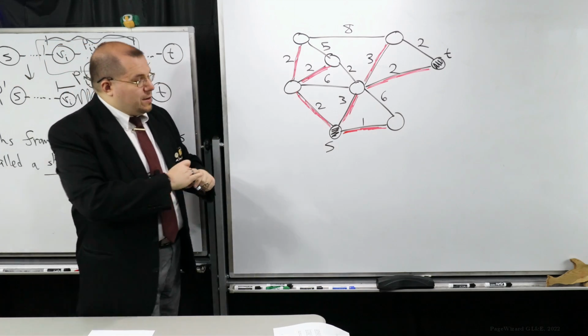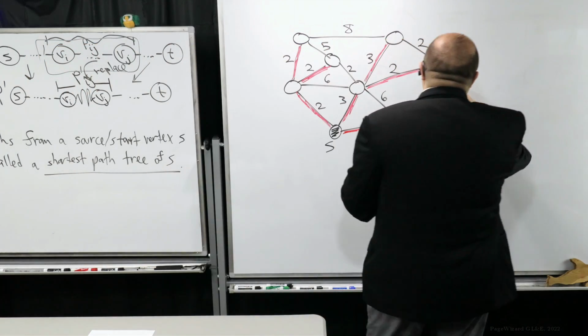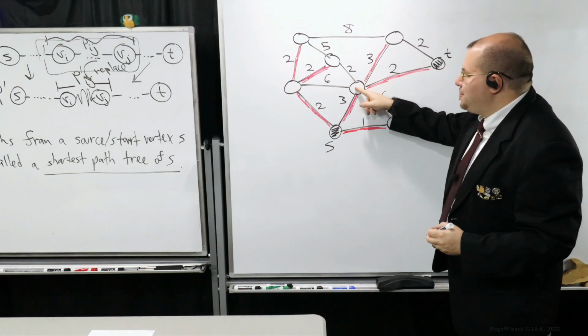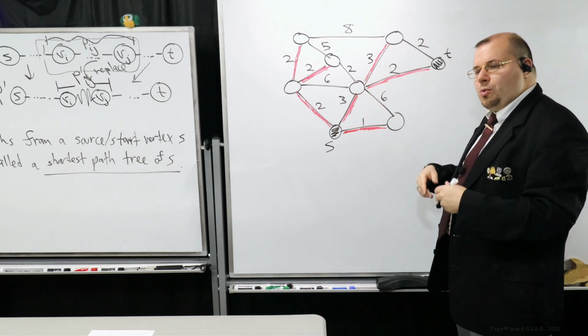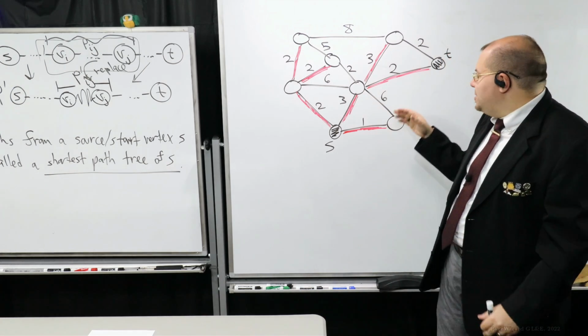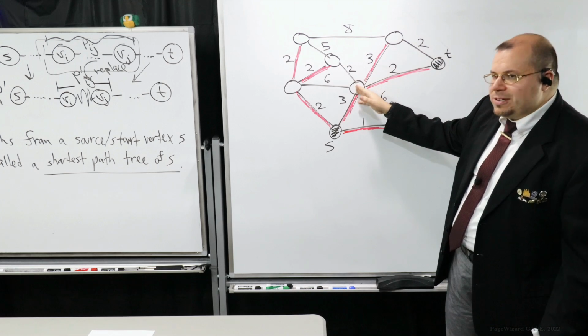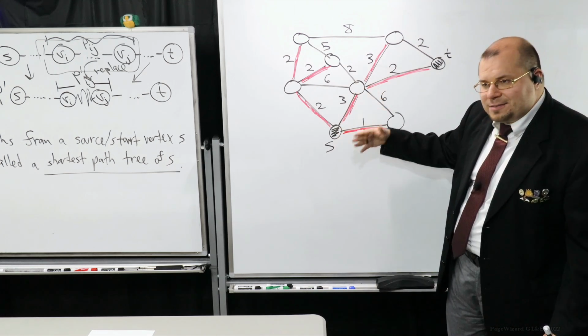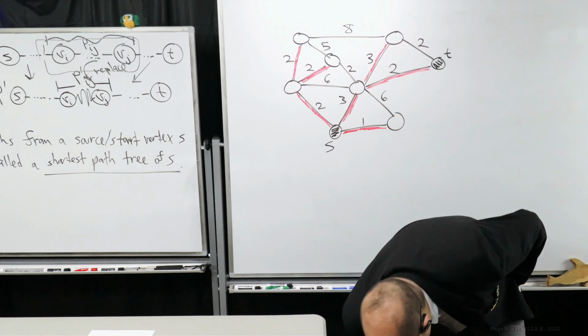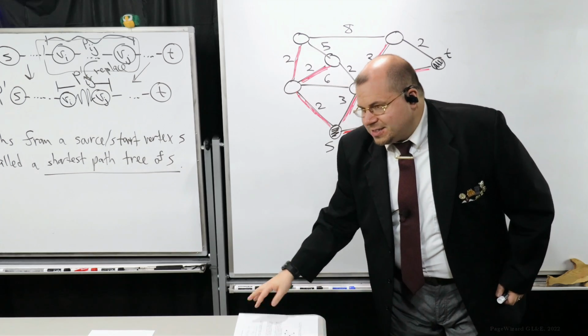So in the same vein, I could start at T and work my way parent by parent, or what we call by its predecessor. So I could go from the predecessor of T to this vertex. The predecessor of this one is S. So I can work my way backwards or forwards depending on how I formalize the tree.